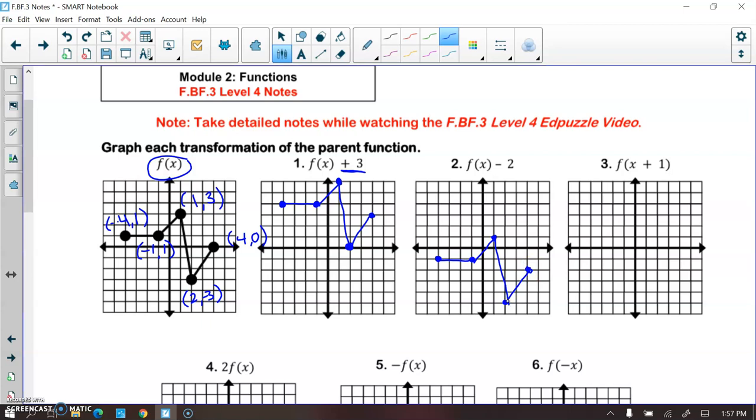So then for number 3, we are going to be shifting to the left 1 unit. So starting at -4, 1, shifting to the left 1 unit, I'm now at -5, 1. -1, 1, I'm going to shift that to the left 1 unit. 1, 3, I'm going to shift that 1 unit. And then 2, -3, I'm going to shift that 1 unit. And then lastly, 4, 0, I'm going to shift that 1 unit. So this is what your graph looks like.